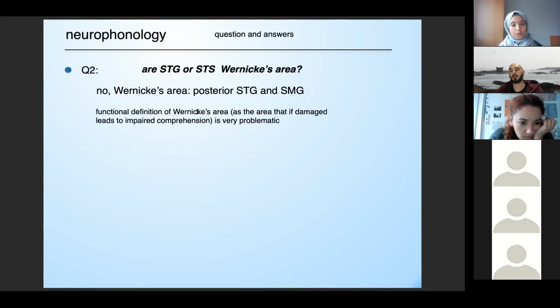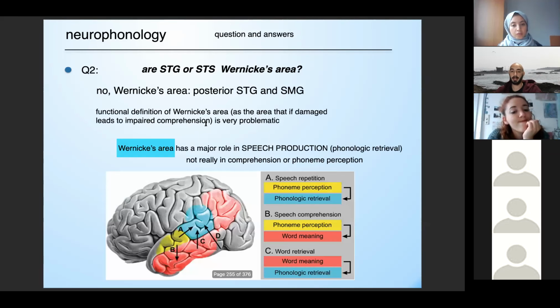So it is not true that if you have a damage to Wernicke's area, you're going to have a pure damage to comprehension, right? Because Wernicke's area has a major role in speech production because it contains the phonological representation of words. And if you have to pronounce a word, you need to recover the phonological representation and turn it into a motor representation, which is basically the instructions that move your lips and your vocal cord in order to make the sounds you want to make. Okay?